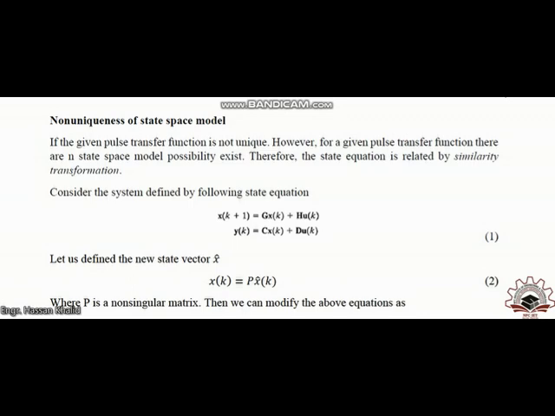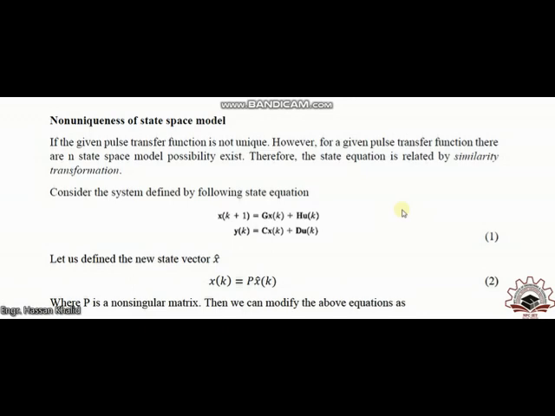Before moving on, let's first discuss a characteristic of the state space model, in which the system transfer function is not unique. However, for a given pulse transfer function, there are n state space model possibilities that exist. Therefore, if such a condition occurs where the representation is not unique, we will move toward the similarity transformation.